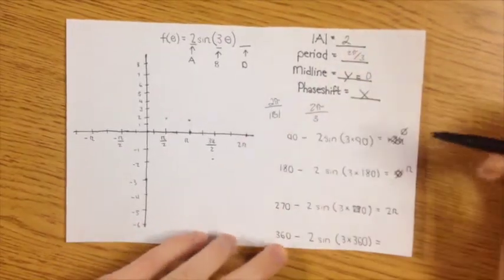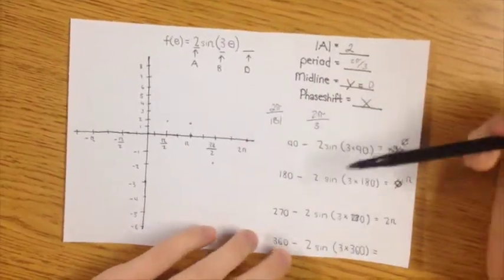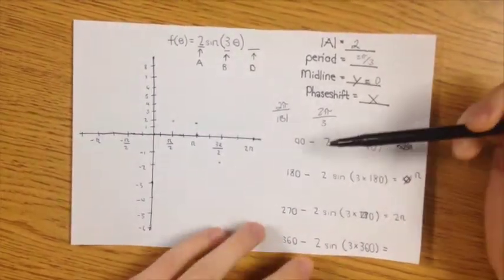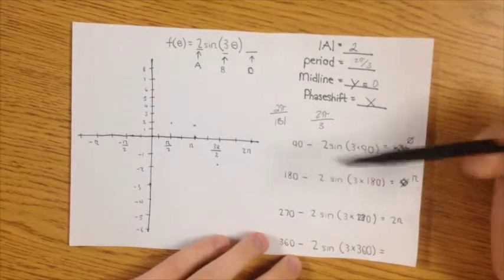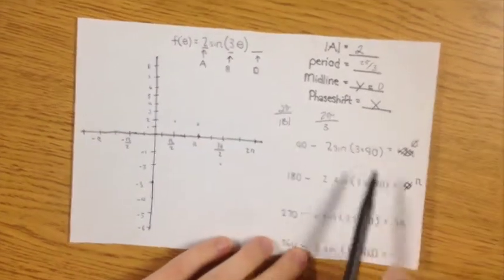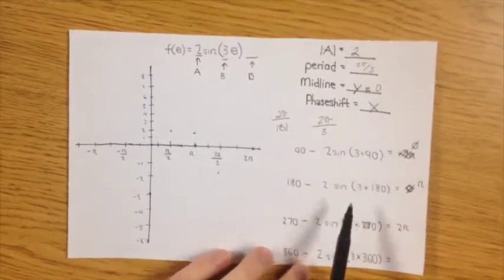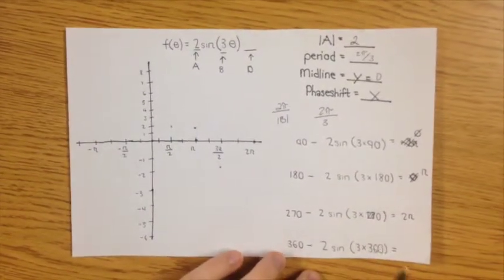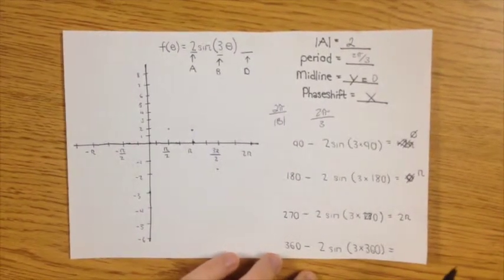So then to find the points that you're going to plot, you can just plug 90, 180, and 270 into your equation where the theta is. And so when you plug 90 in, you get a 0. When you plug 180 in, you get a pi. And when you plug 270 in, you get a 2 pi.